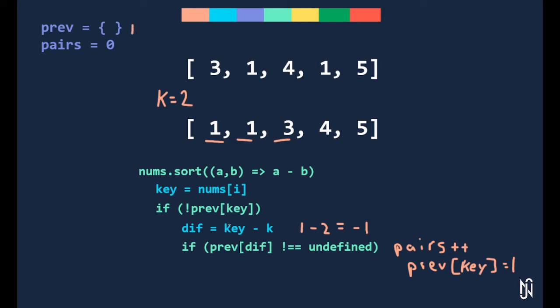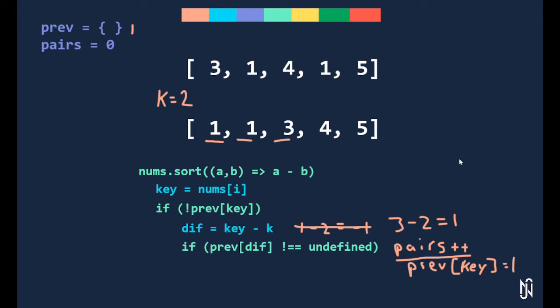Now we're going to set the difference equal to key minus k. So in this case, instead of 1 minus 2, it's going to be 3 minus 2, which is equal to 1. Now we're going to check if difference is present inside the previous object, which it is. We currently have a value of 1 inside the previous object. So what we want to do is run this right here, increase our pairs counter by 1.